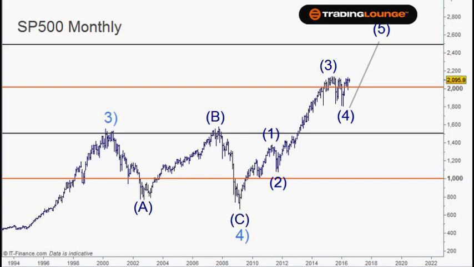We'll just be covering the S&P 500 starting on the monthly chart here. And in Elliott terms, as you know, we're looking for a 5-wave structure. So we've got wave 3 here, wave 4 here as an ABC correction. And then we're looking for 5 waves to the upside here for primary wave 5 to complete.